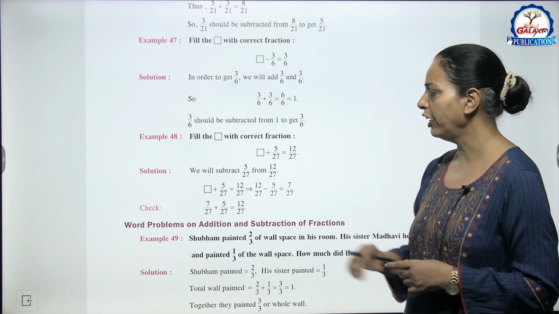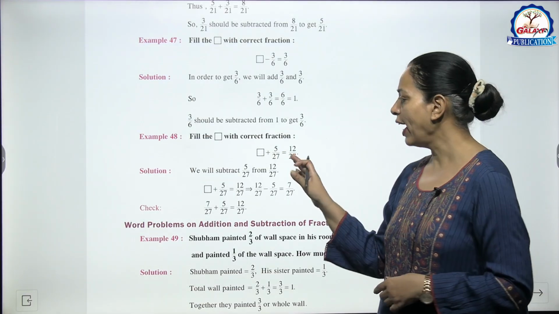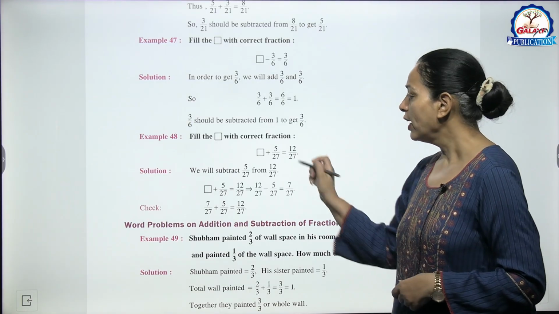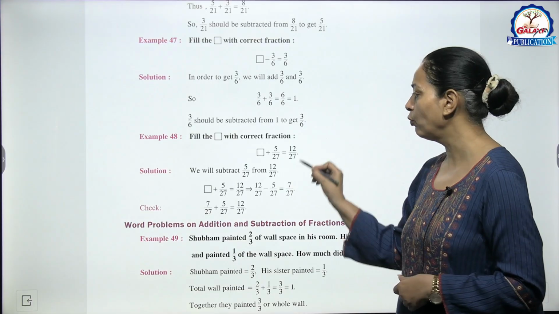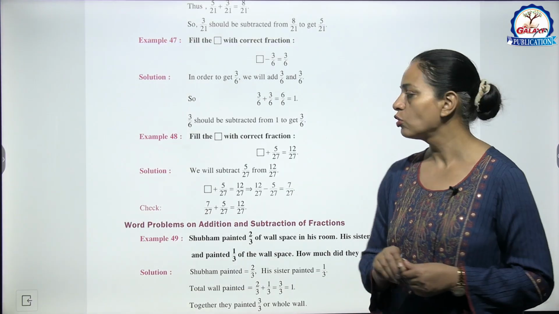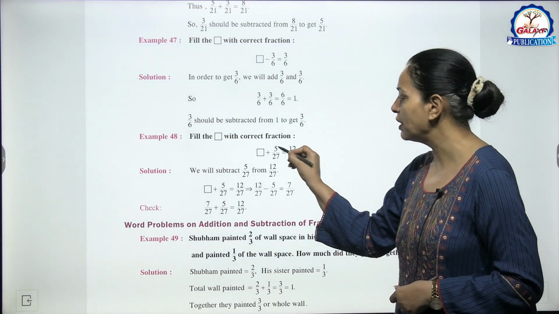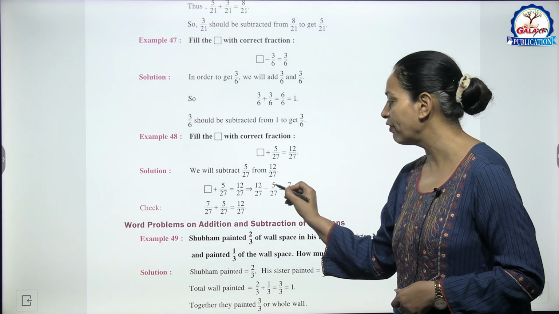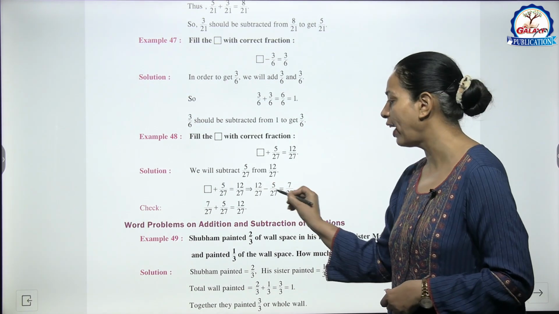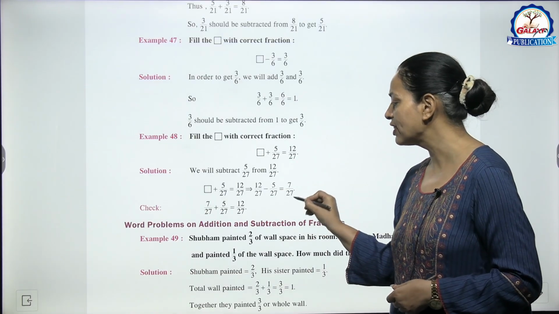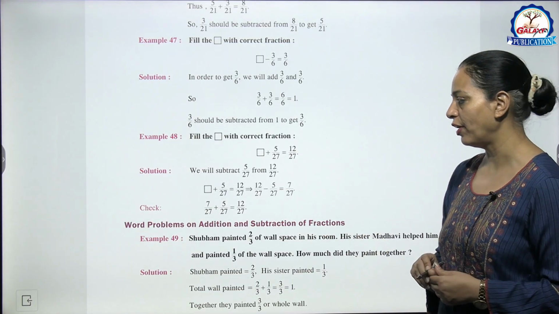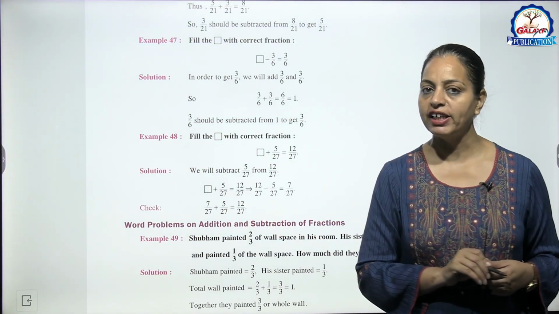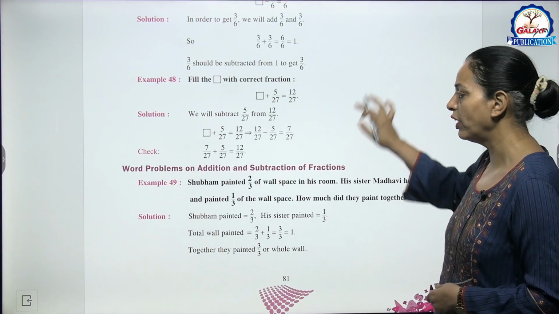Now example 48. Fill this box with correct fraction. Dash plus 5 upon 27 equals 12 upon 27. So इस फ्रैक्शन में हम क्या ऐड करें so that we get 12 upon 27. So what to do? 12 upon 27 में से 5 upon 27 को माइनस कर दें. So 12 upon 27 minus 5 upon 27, both are like fractions. So 12 minus 5, 7 upon 27. Okay, we can check our answer. 7 upon 27 plus 5 upon 27, that is 12 upon 27.